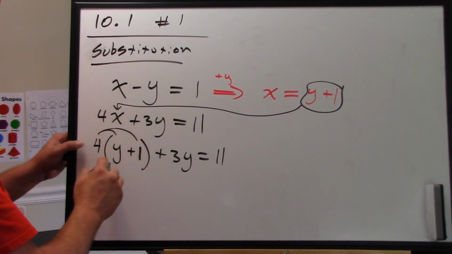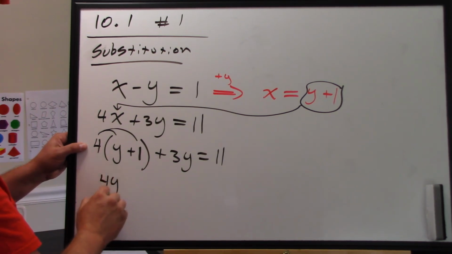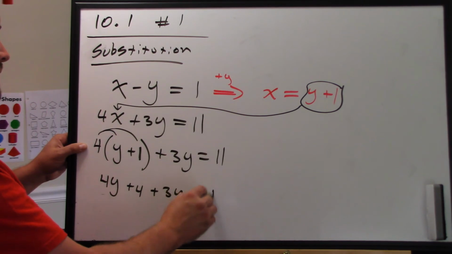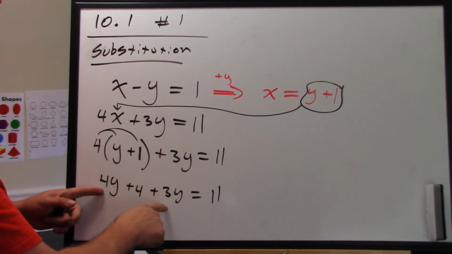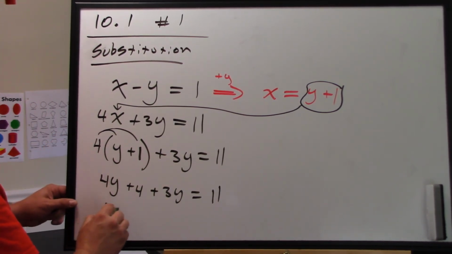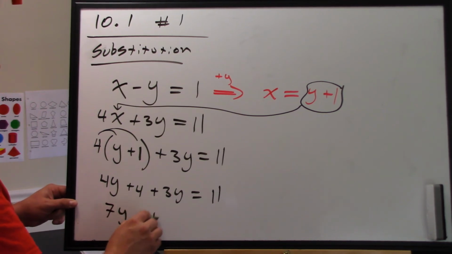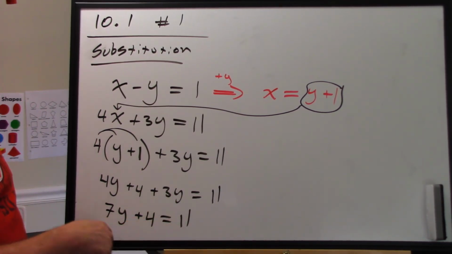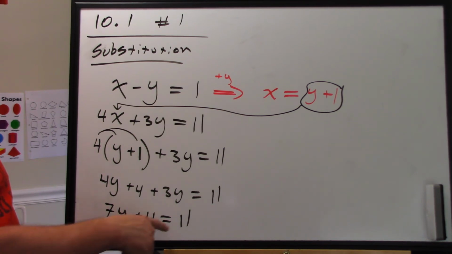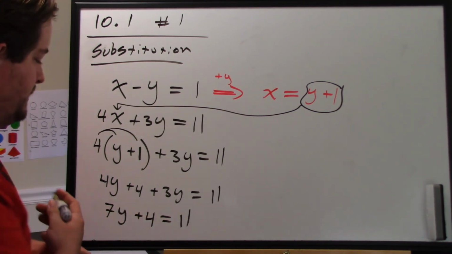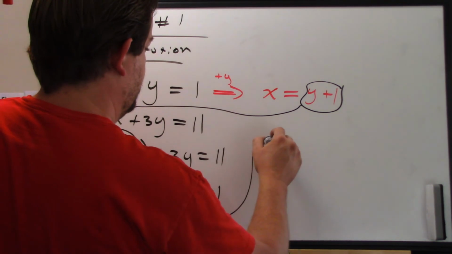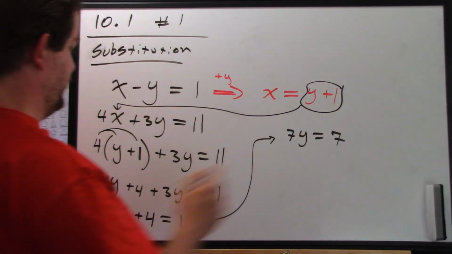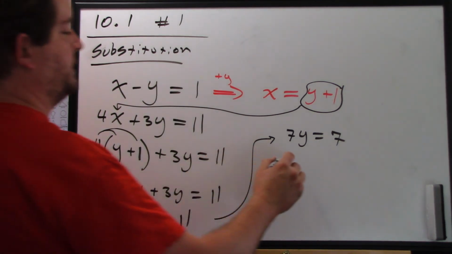Start here by distributing, that gives me 4y plus 4, plus the other 3y is equal to 11. 4y plus 3y, that's 7y. Right. Subtract my 4 to the other side, that'll give me 7y alone on the left. 11 minus 4, that's 7. And so if we divide by 7, we can see that y equals 1.